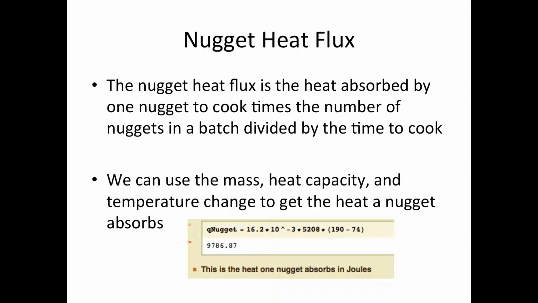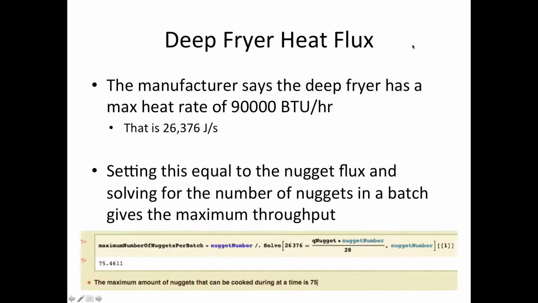So the first thing we want to do is calculate the rate at which nuggets remove heat. And we can get that by calculating the total heat a nugget absorbs to cook, just using Q equals m c delta T, multiplying it by the number of nuggets in a batch, and then dividing it by the time to cook. So you have this sort of nugget heat flux, which is right down here. And then what you do is you set that equal to the maximum heat rate that you can add to the oil, which is from the manufacturer's instructions. And from that you solve for the maximum number of nuggets you can have in one batch without having the temperature of your oil drop. And when you do that, you get about 75.